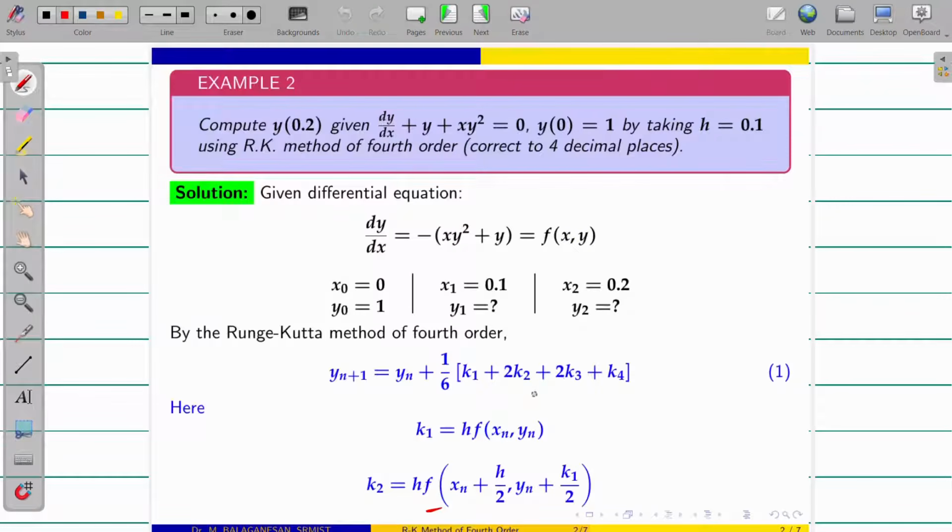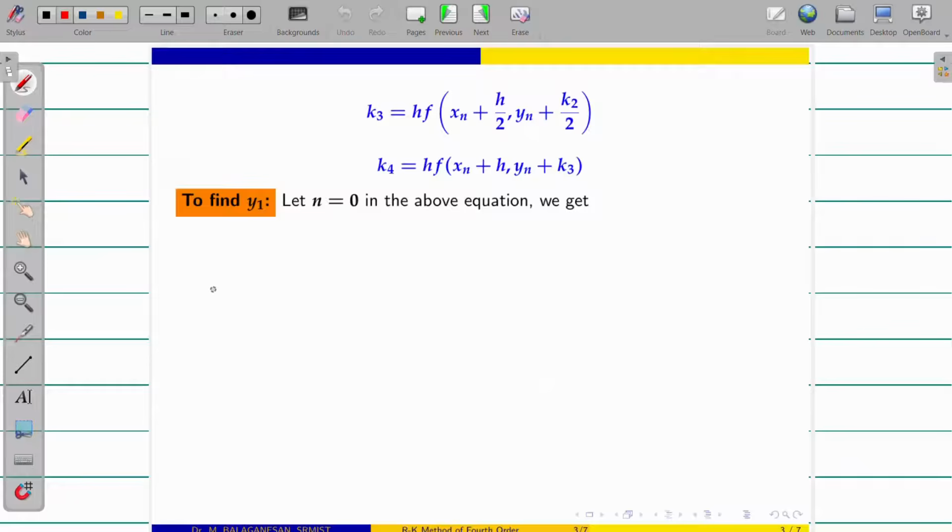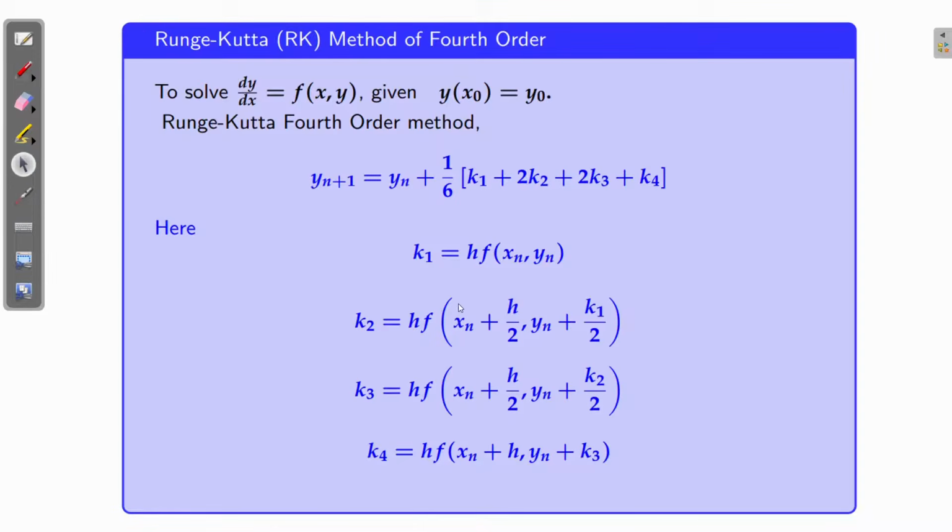As I told you already, some other authors solve this using del y. They will find it separately and then add del y here. So you need not be confused like that. I have directly written the formula, y n plus 1 equals yn plus 1 by 6 into everything. Right. Now we have to find y1. If you want to find y1, you have to give n equal to 0 in our RK fourth order method. If you give n equal to 0, here it will be 1, and the rest of the places.